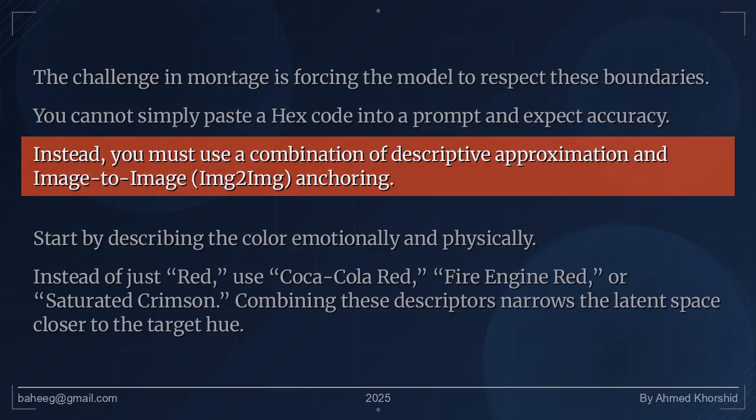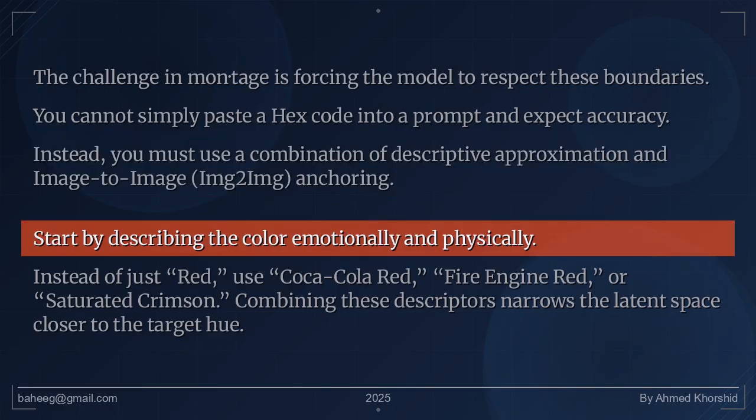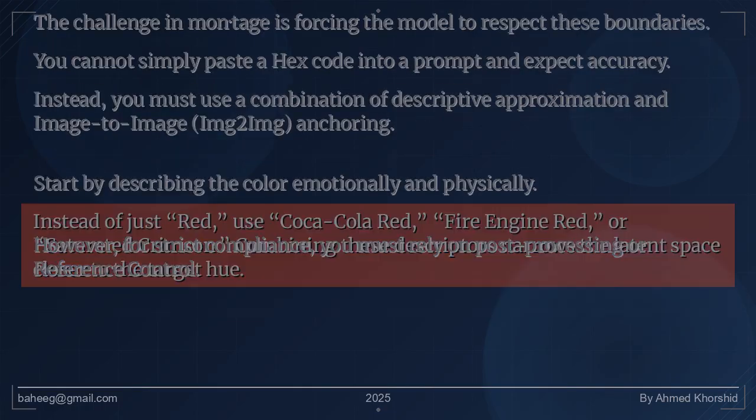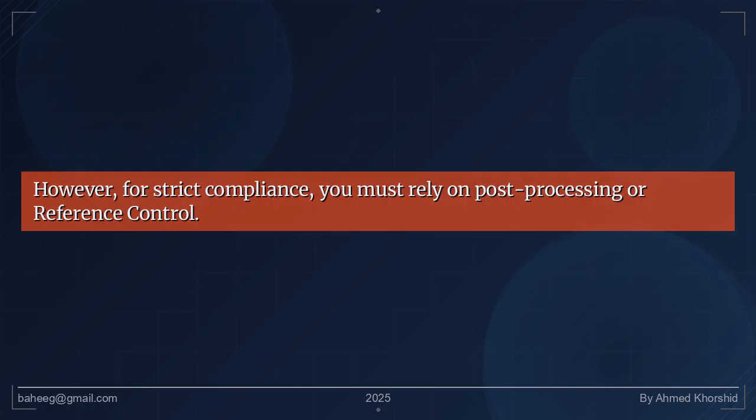Instead, you must use a combination of descriptive approximation and image-to-image, IMG-to-IMG, anchoring. Start by describing the color emotionally and physically. Instead of just red, use Coca-Cola red, fire engine red, or saturated crimson. Combining these descriptors narrows the latent space closer to the target hue. However, for strict compliance, you must rely on post-processing or reference control.